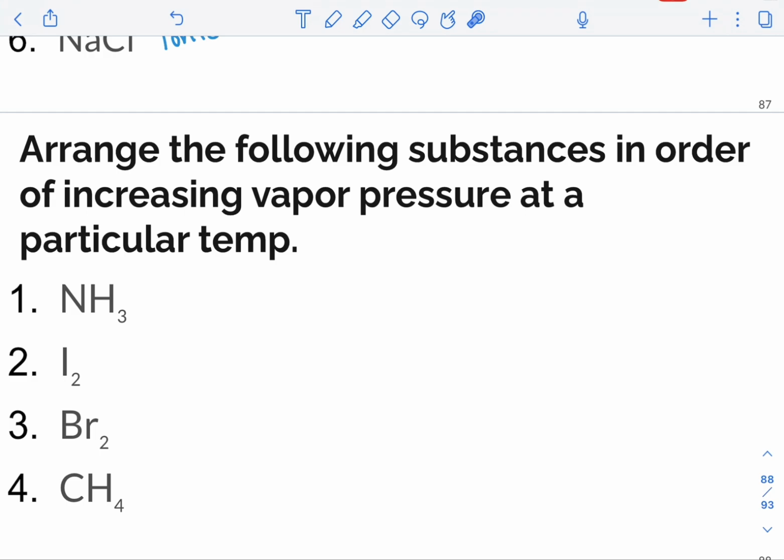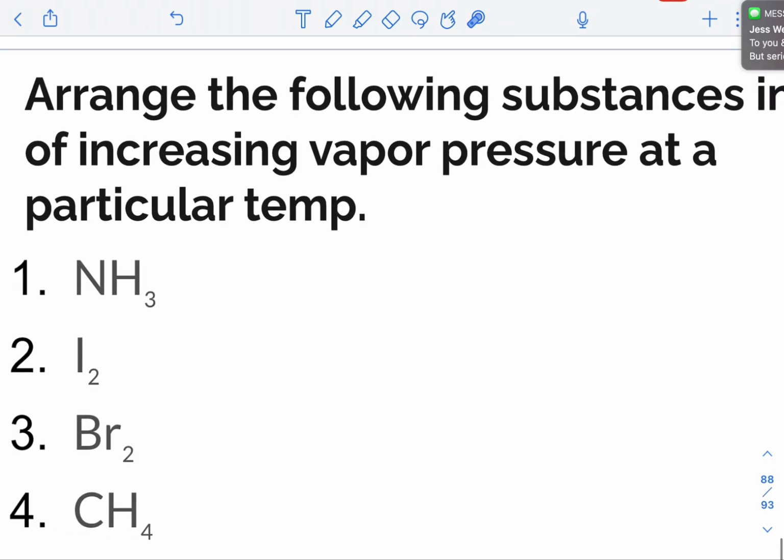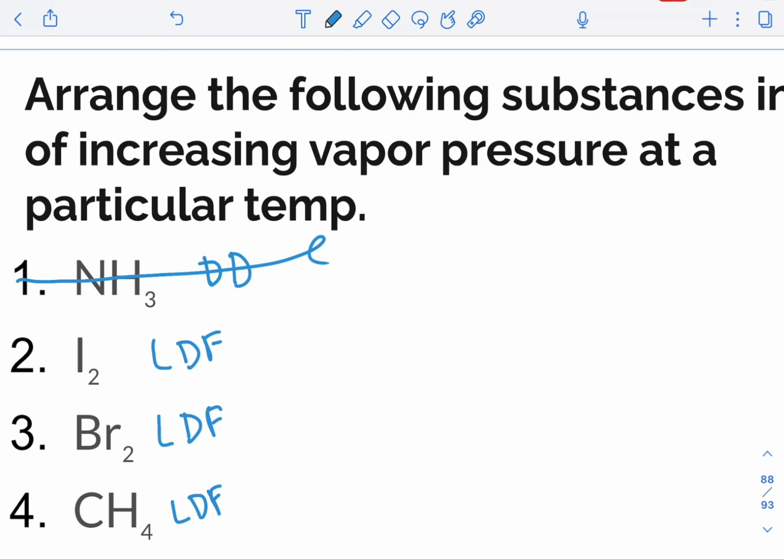So for vapor pressure, remember, we're talking about the lower IMFs. So here we would have dipole-dipole. Here we just have LDF. Here we just have LDF. And here we just have LDF. So we can automatically get rid of this because NH3 is polar, so it's not going to be there. And then you're going to take a look at what you would expect to be the least polarizable, because higher vapor pressure means lower LDFs. So you would want to take the least polarizable.